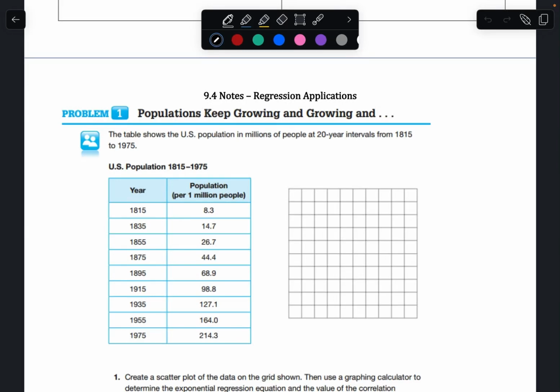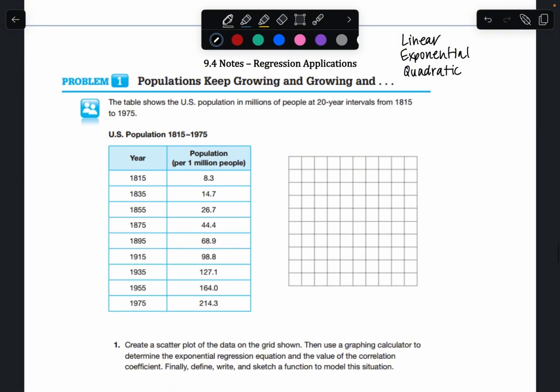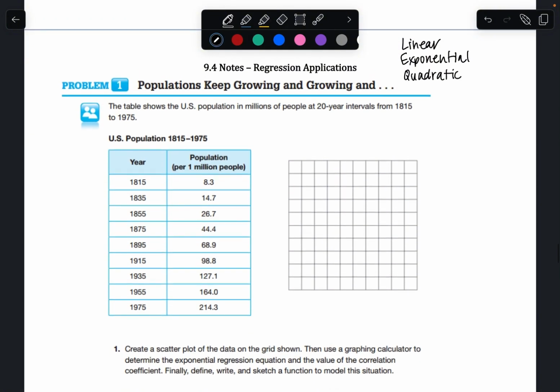All right, in this lesson, we are going to look at applications that involve writing a regression equation. And so we are going to be choosing between linear, exponential, and quadratic. Okay. And sometimes it's not always the best fit to the points as much as it is to the trend of the data. And so looking at number 1, we are talking about population.